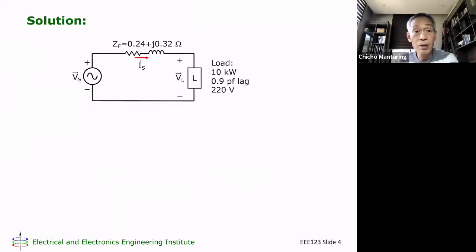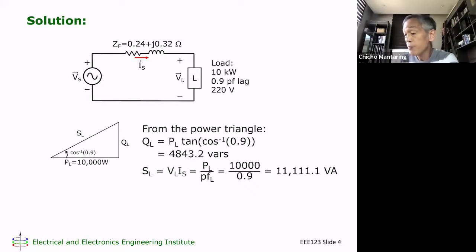So what is the solution? Okay, so this is our system. From the power triangle, I'm able to compute the reactive power that is delivered to the load. So this is my power triangle. P is equal to 10,000, 10 kilowatts. The power factor is 0.9. Therefore, this angle is the arc cosine of 0.9. The tangent of that angle is Q over P. So Q is equal to P times the tangent of the arc cosine of 0.9. And we get 4843.2 volt amperes reactive.